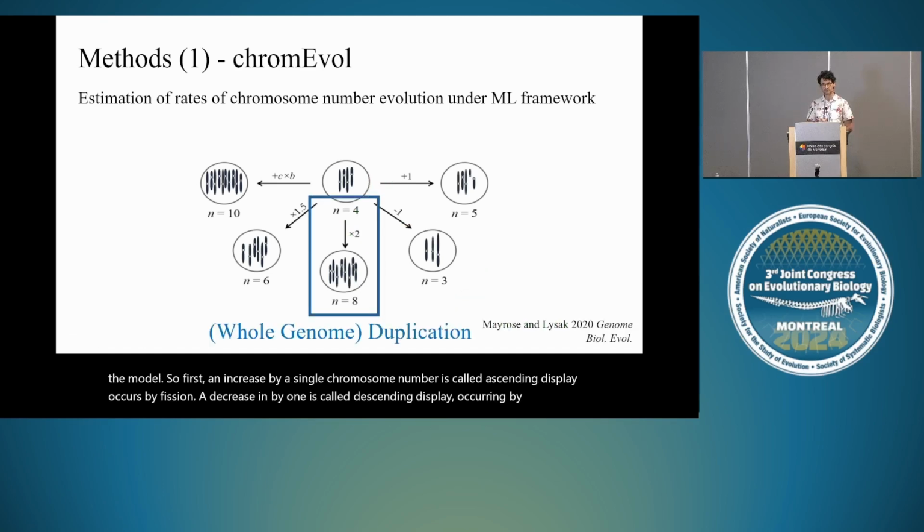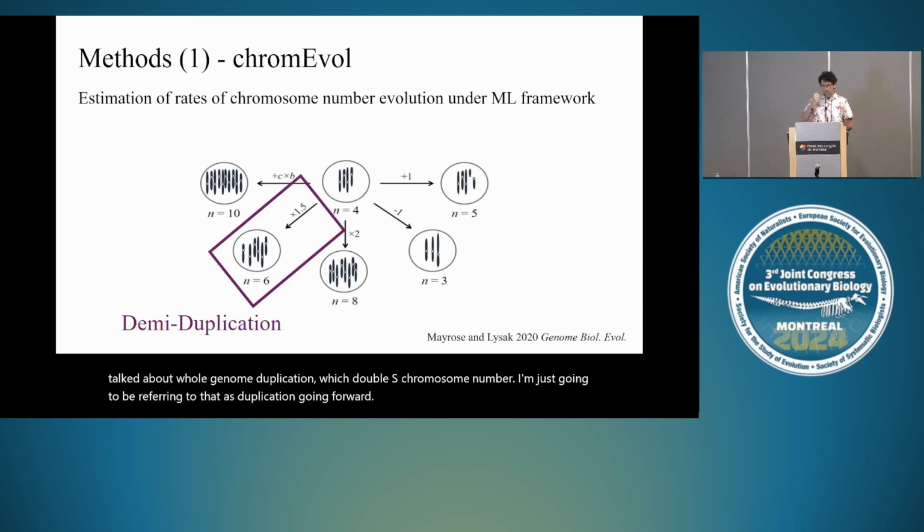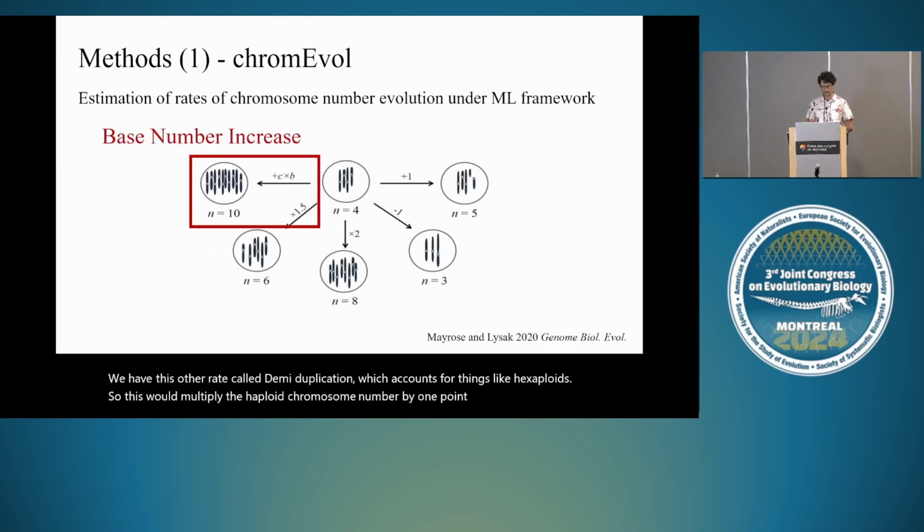I talked about whole genome duplication, which doubles chromosome number. I'm just going to be referring to that as duplication going forward. We have another rate called demi-duplication, which accounts for things like hexaploids. This would multiply the haploid chromosome number by 1.5. And then we have base number increase, which for our purposes today we can just skip over.